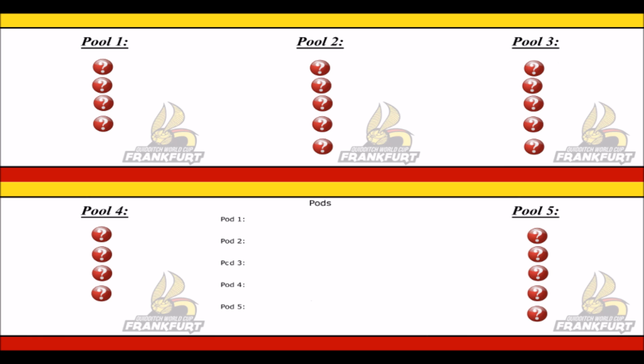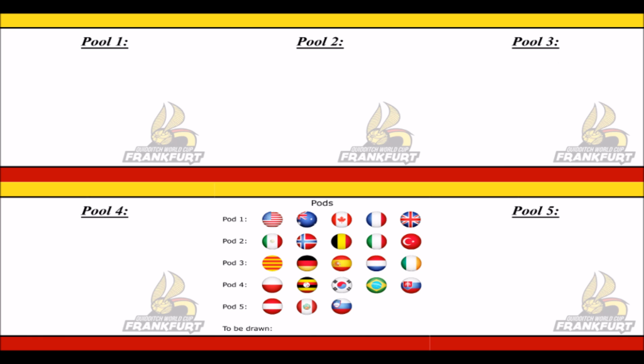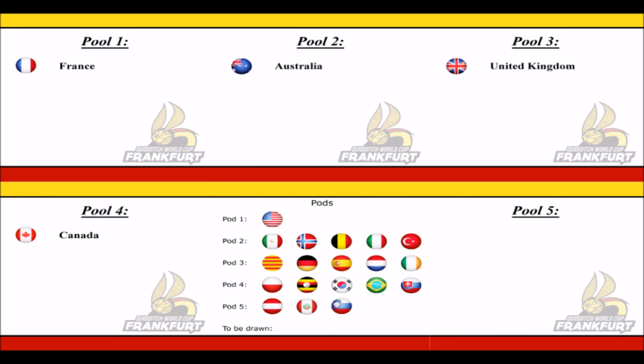Without further ado, let us begin the final draw. The Pod 1 team in Pool 1 will be France. In Pool 2, Australia. In Pool 3, the United Kingdom. In Pool 4, Canada. In the final Pod 1 team to be drawn, the United States goes into Pool 5.